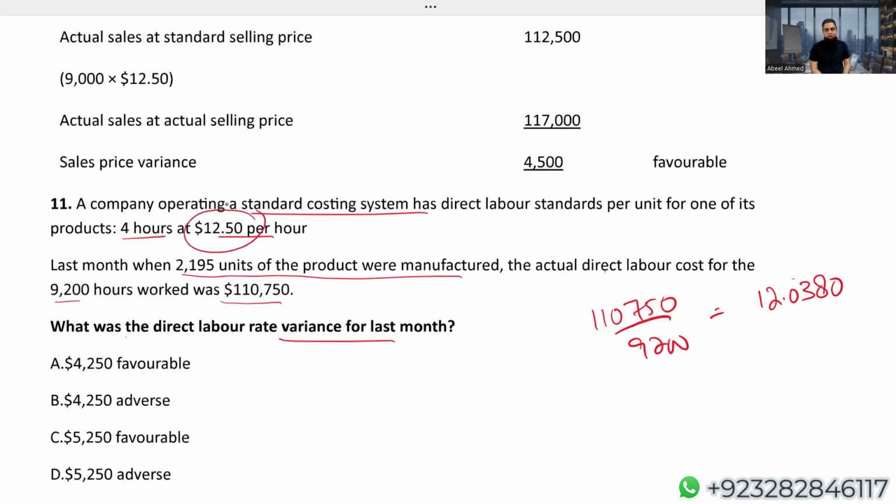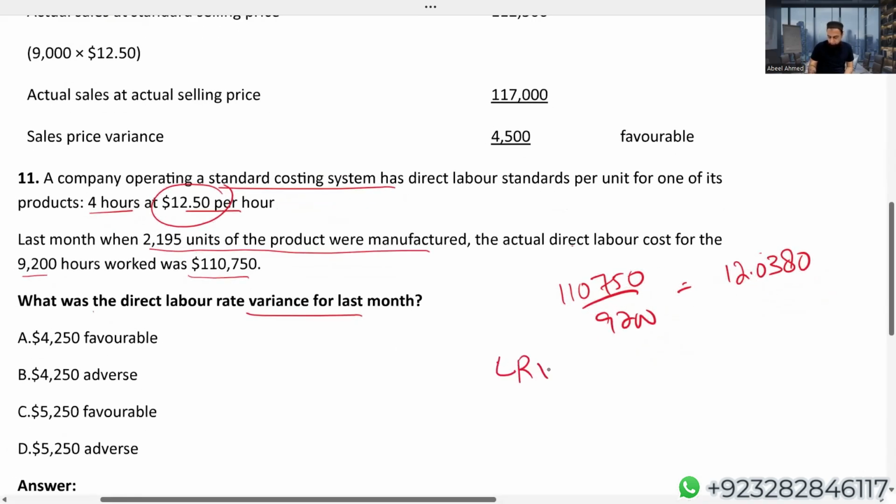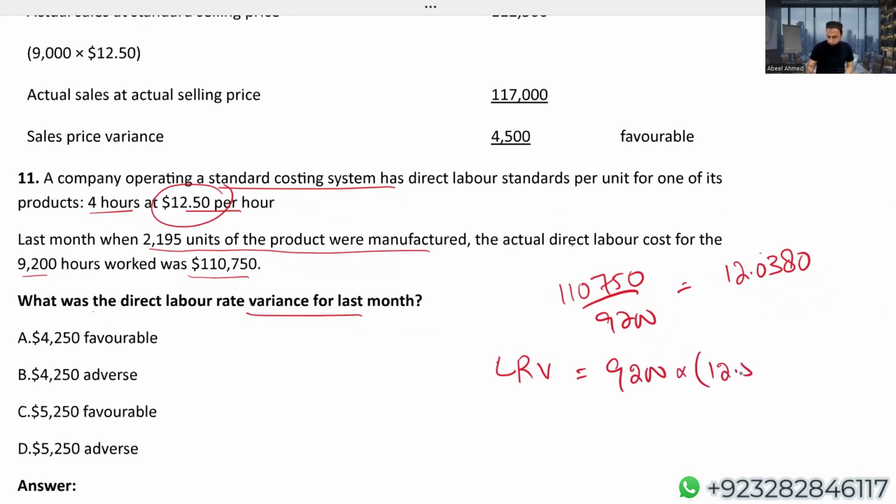So you can see one thing: the actual labor rate per hour is lower than the standard rate. It means whatever variance comes is going to be favorable, because we have spent on direct labor less than the standard. So labor rate variance is equal to actual hours, 9,200, into the standard rate of 12.5 minus the actual rate, which is less than that. Multiplying this by 9,200, I'm getting 4250 favorable.